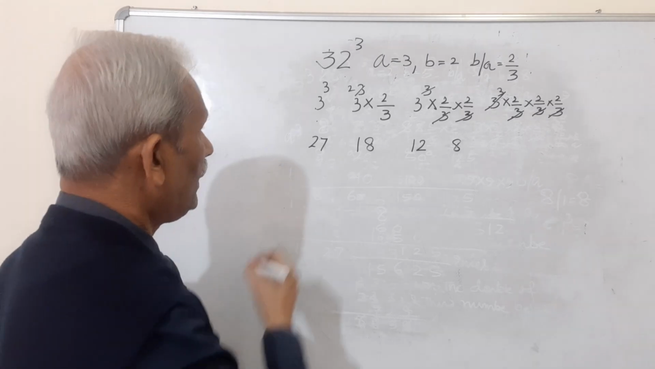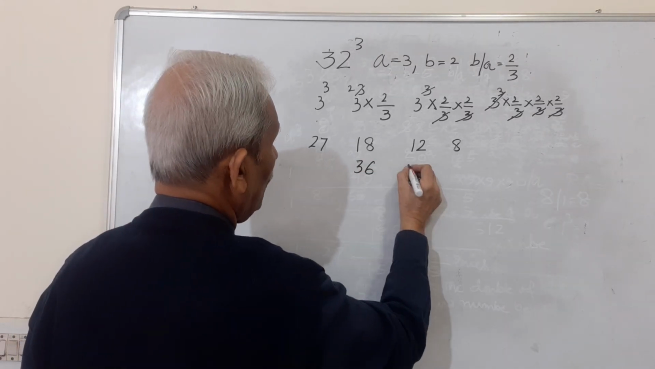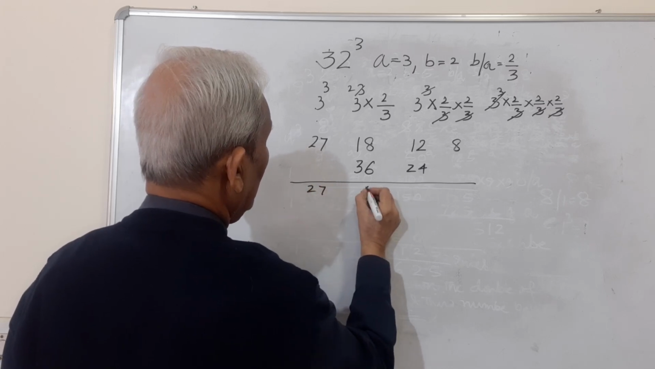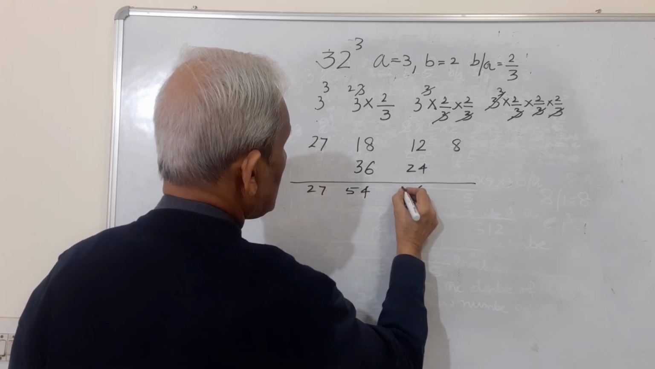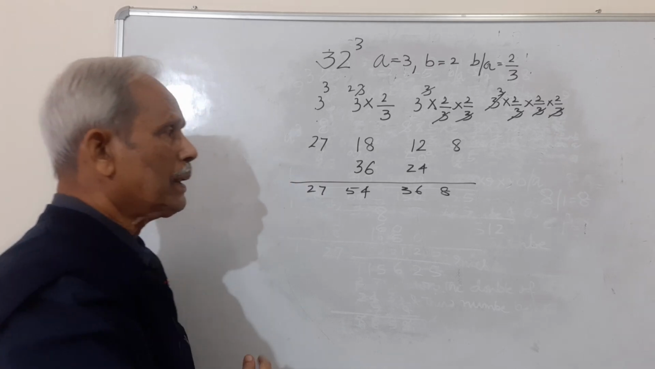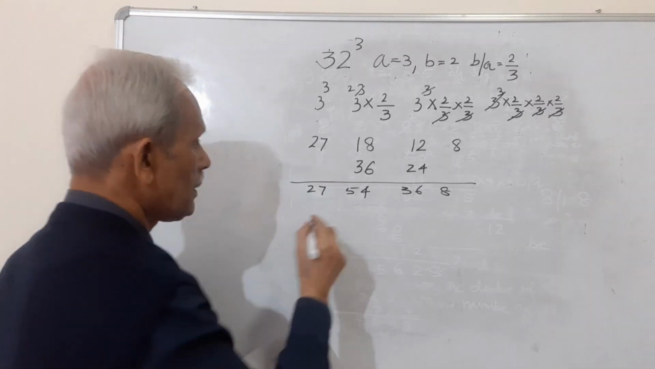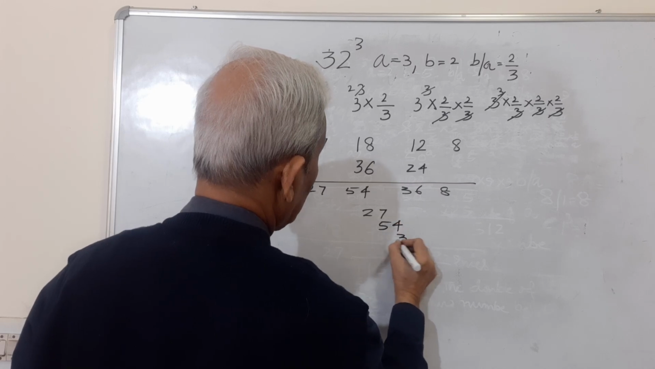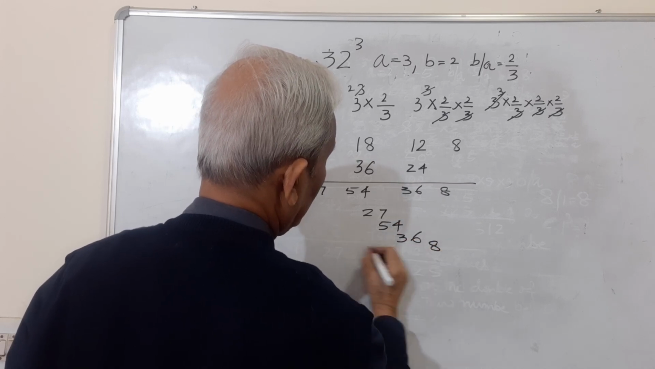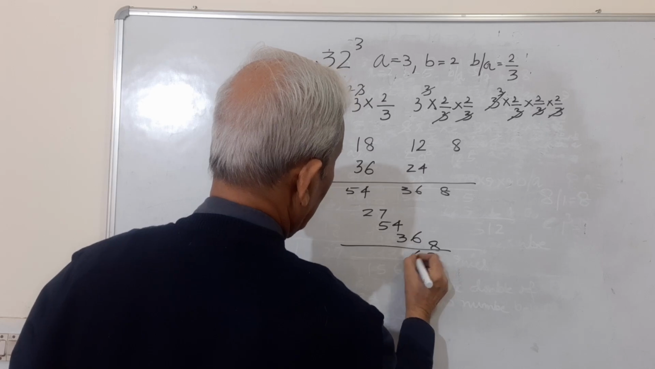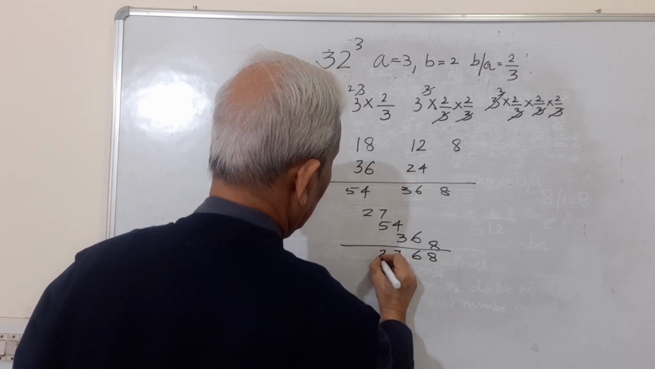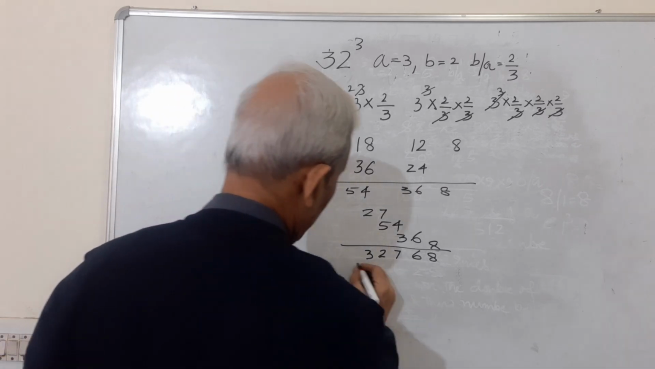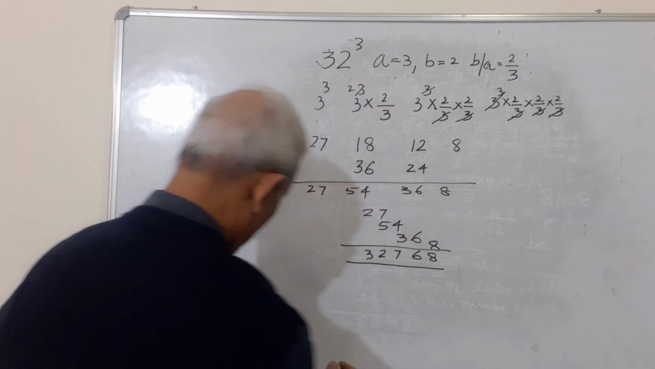Now write the double of these two numbers, 36 and 24, and just add it. 27, 54, 36 and 8. Now you have to place it by shifting the numbers by one space. 27, 54, 36 and 8. Adding gives 8, 6, 7, 2, 3, and 7, 6, 8. That is the cube of this number 32.